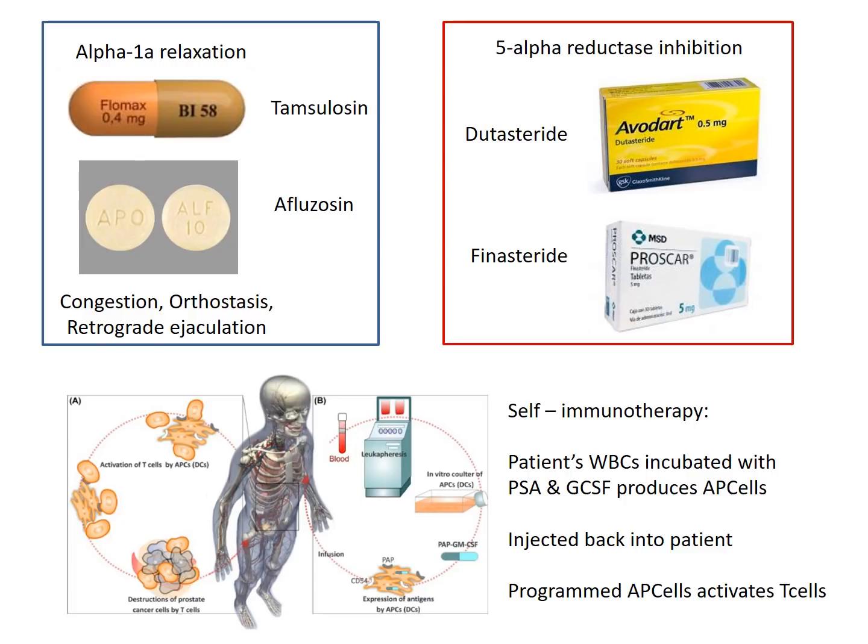It's a newer immunotherapy for males with metastatic prostate disease. Blood is taken from the male. White blood cells are retrieved from the blood and then incubated with prostate antigen, PSA, and incubated with GCSF, granulocyte colony-stimulating factor. That produces activated antigen-presenting cells programmed against prostate-specific antigen. Those cells then are re-injected into the male.